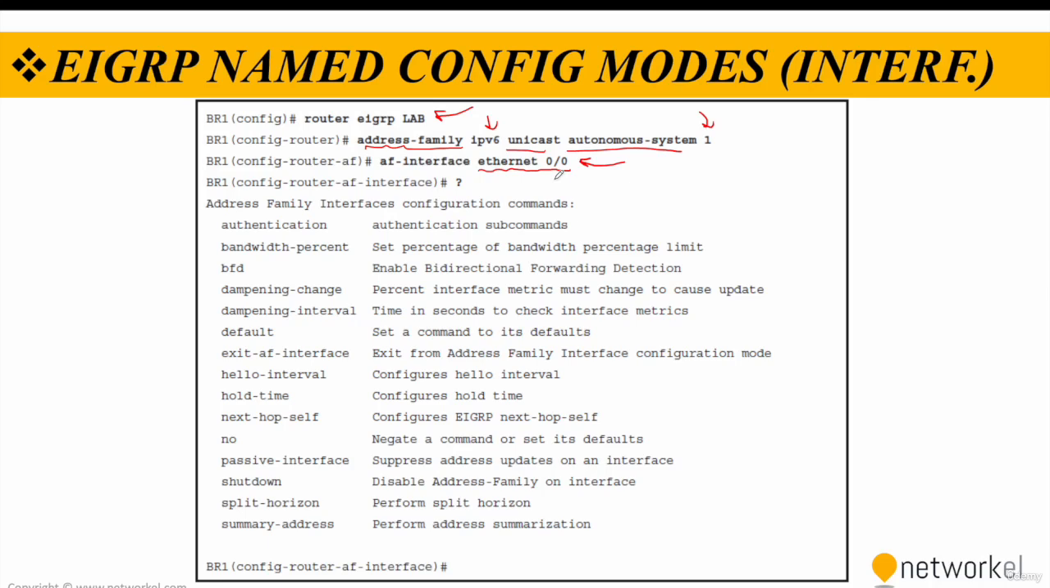So here I can define some EIGRP settings on a per interface basis. This provides granular control over EIGRP behavior for individual interfaces rather than applying settings globally. So the AF interface command is very much useful to configure settings like EIGRP authentication, hello and hold timers, and more on a per interface basis. So you can see a list of commands that you can use within this mode.